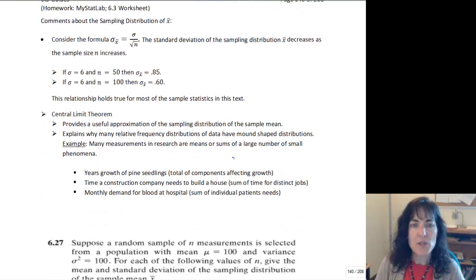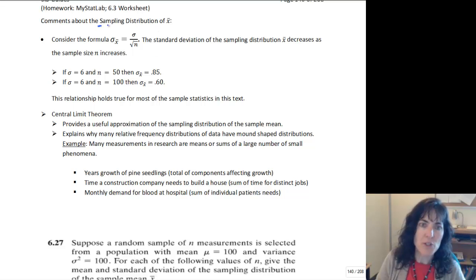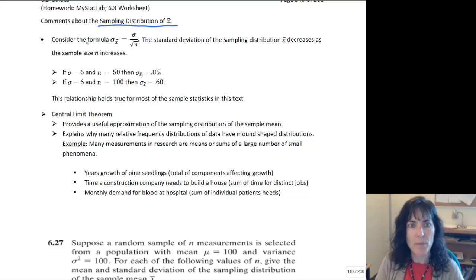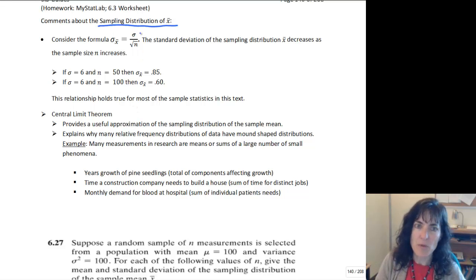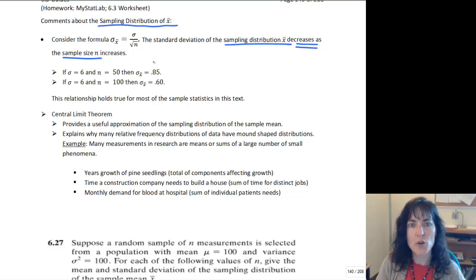All right. So some comments about that sampling distribution of x bar. This formula, the sigma for x bar, you can see the sigma and then you can see the x bar. So we're talking about the sampling distribution of x bar and what's the sigma for it. It's going to be the sigma for the population over the square root of n. The standard deviation of the sampling distribution x bar decreases as the sample size n increases.